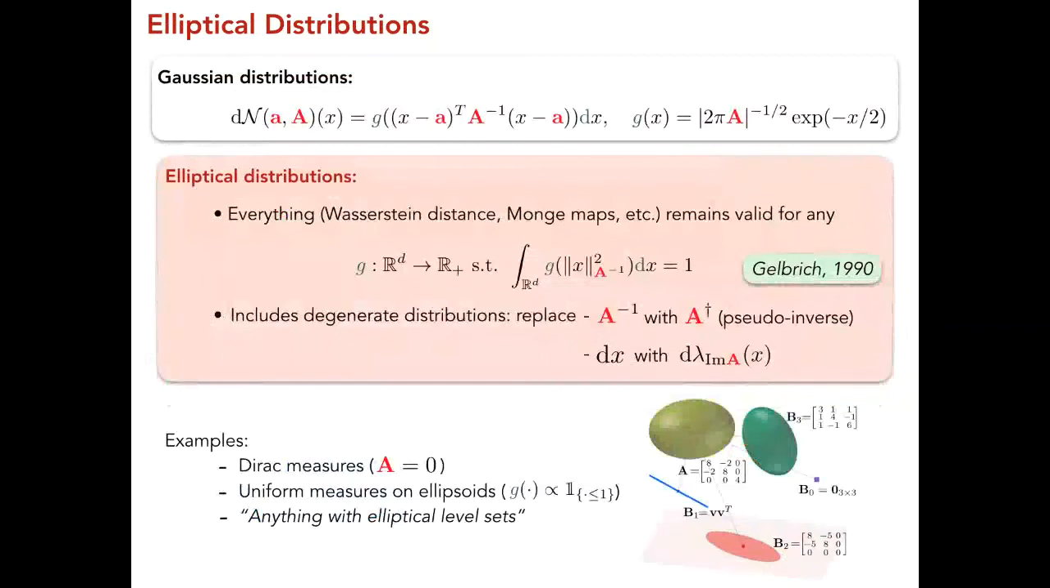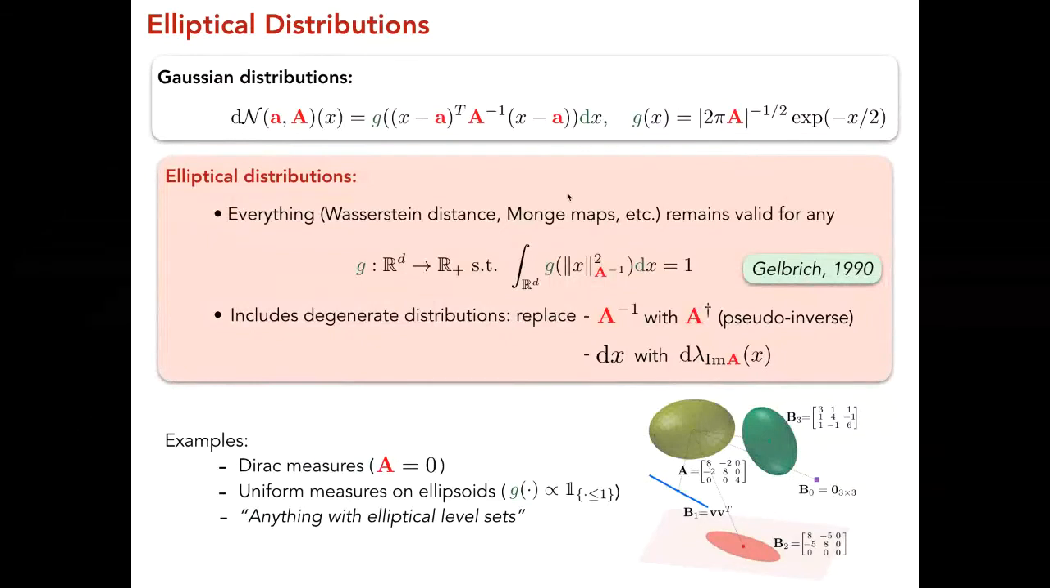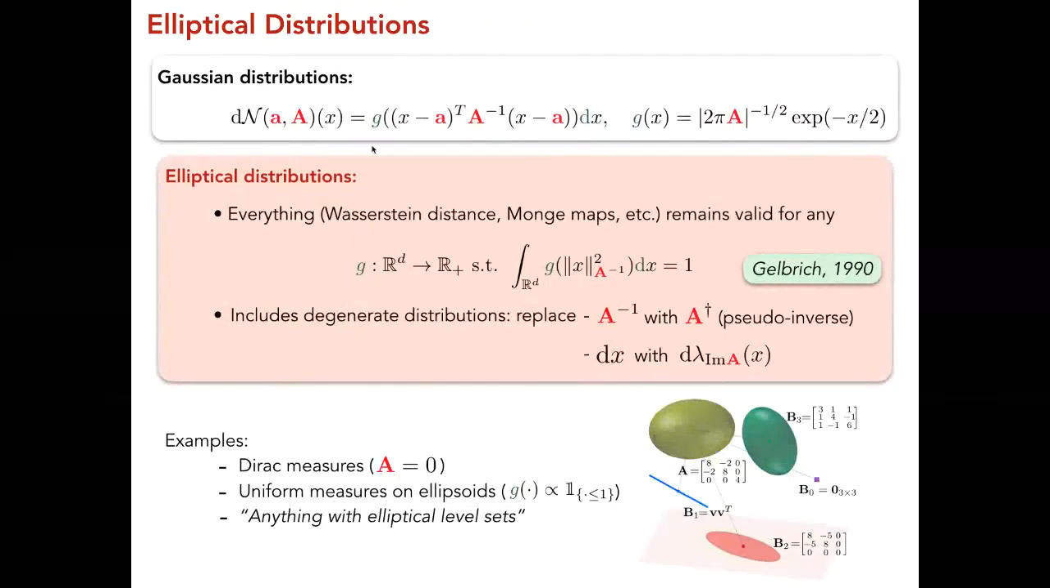Okay. And actually, it so happens that those closed forms, the closed form for the distance, for the Monge map, for the geodesics, are not only valid for Gaussian distributions, but essentially, morally, for any distribution that has elliptical level sets. Meaning that if you look at the density of a normal distribution, then it's written like this. So there's the covariance matrix, the means, and the density has this form: G of this Mahalanobis norm. And in the case of a Gaussian distribution, G is exponential of minus x over 2 divided by something to make it integrate to 1.